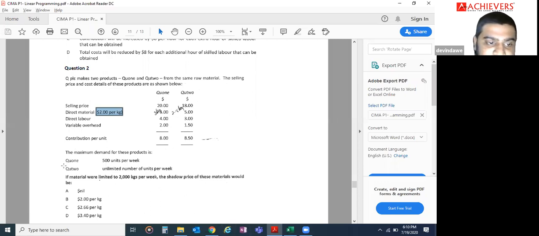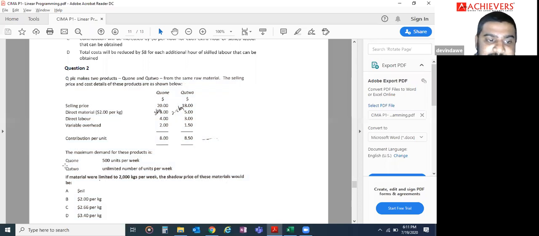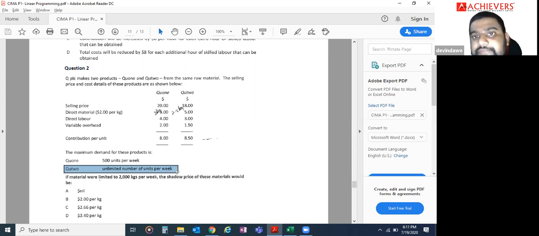What is the demand for Q2? Demand for Q2 is unlimited. Yes or no? Yes, demand for Q2 is unlimited. So if we are going to prioritize Q2 first, Q2 is the most profitable product, and the demand for Q2 is unlimited, what does it mean, guys? What does it mean? It means that we should only produce and sell Q2. We should only produce and sell Q2.